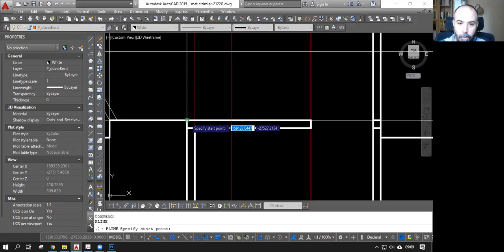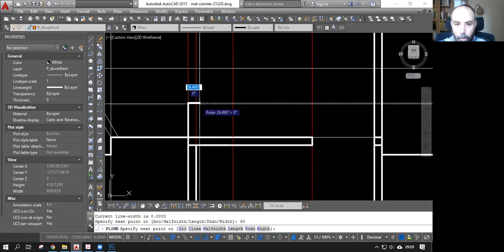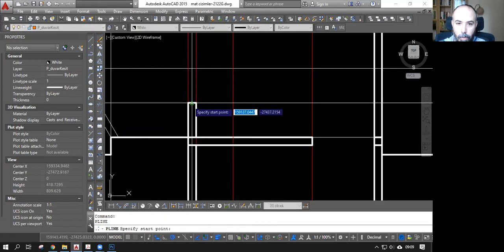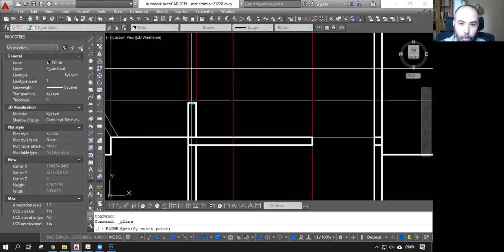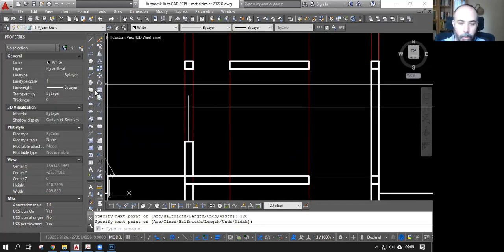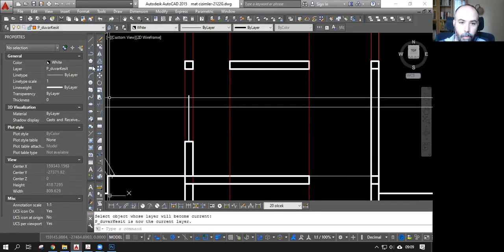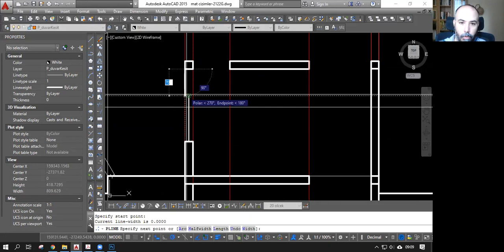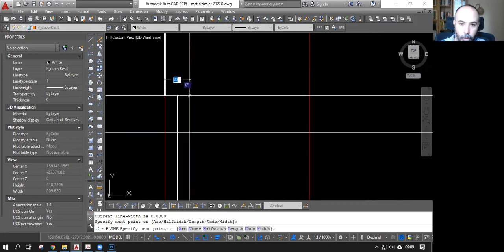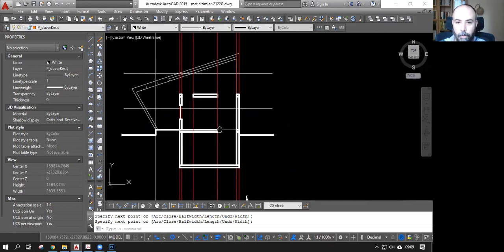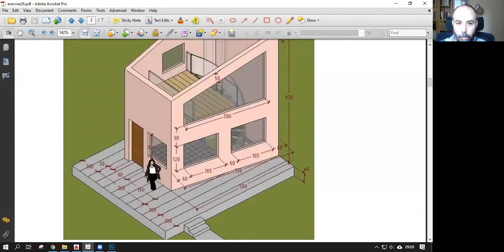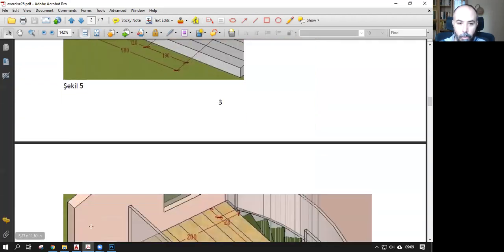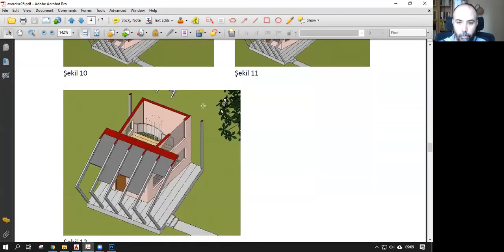First, I'm going to draw the section of the parapet wall here for 90 centimeters, and then I'm going to do the section of the window. That's for 120 centimeters. And after that, we have that wall between the floor and the window here. Yeah, that's it. And the rest, after this, we have just this wall beneath up to the roof.